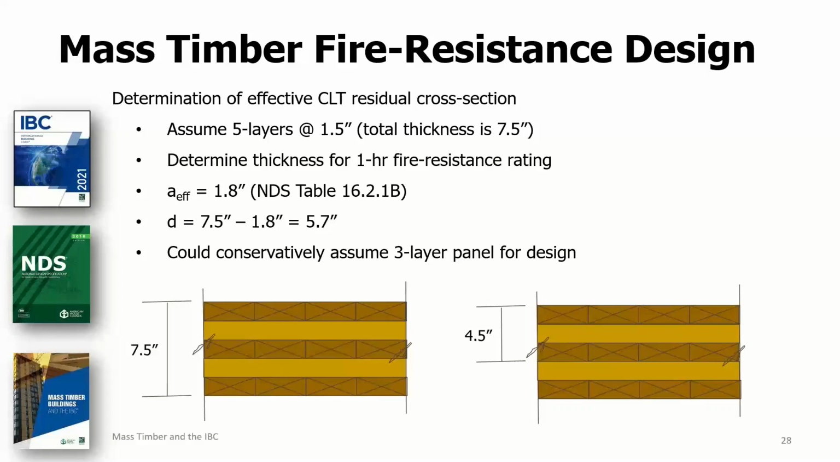But then there's also a simplified method for design of CLT, which is outlined here on this slide. For a 5-layer CLT having 1.5-inch thick laminations, as shown in this example, the fire design could conservatively be based on the design properties for a 3-layer CLT made of the same lamination types and thicknesses. That is, provided the effective char depth doesn't exceed the thickness of the 2 neglected laminations, which is 3 inches in this case. So this simplified methodology would work. It'd be conservative for both a 1-hour and a 1.5-hour fire resistance rating in this particular example.